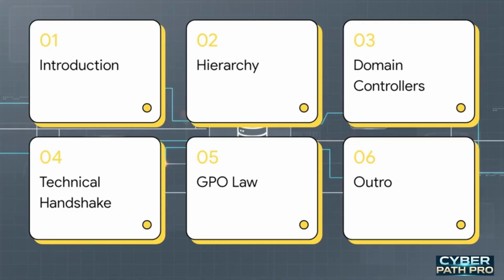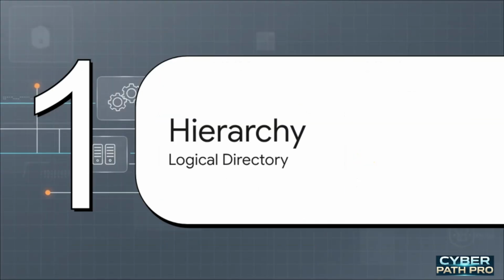So here is our roadmap for today. 1. Introduction. Then we'll move to 2. Hierarchy. After that is 3. Domain controllers. Then we hit 4. Technical handshake, focusing on Kerberos and DNS. Next is 5. GPO law. And we'll wrap it all up with 6. Outro. All right, let's jump right into section 1, building the logical directory.